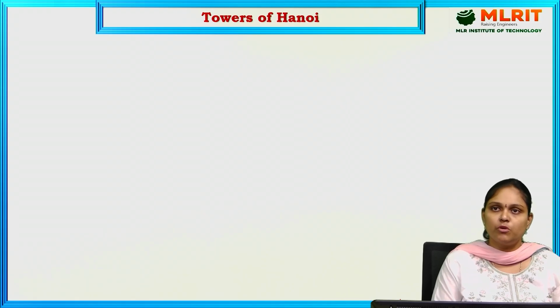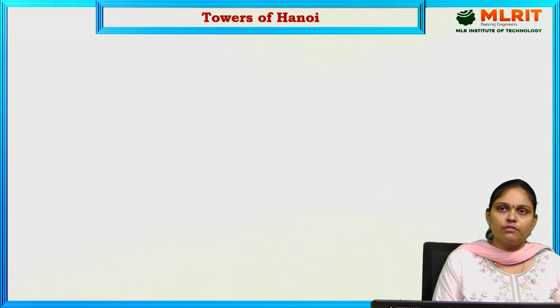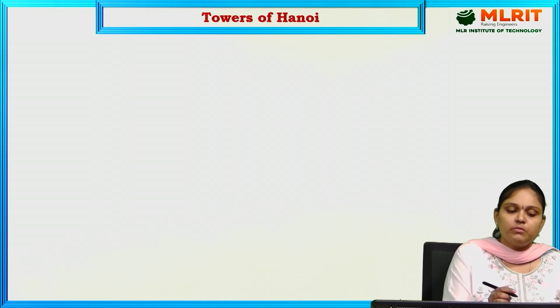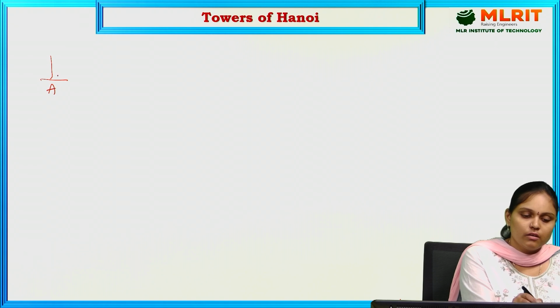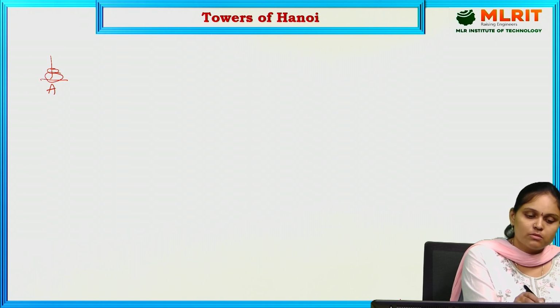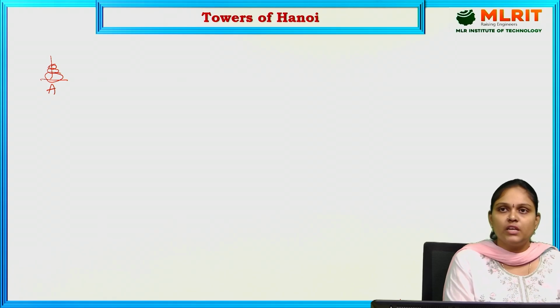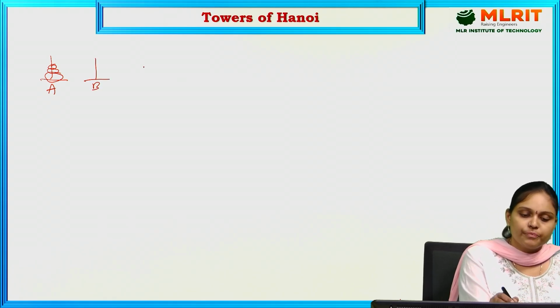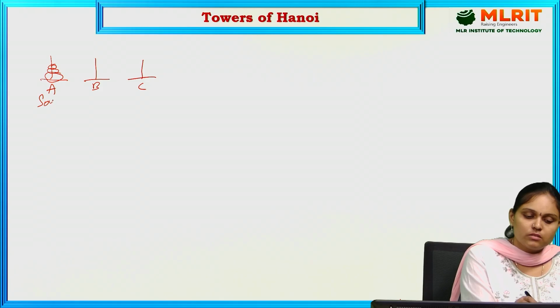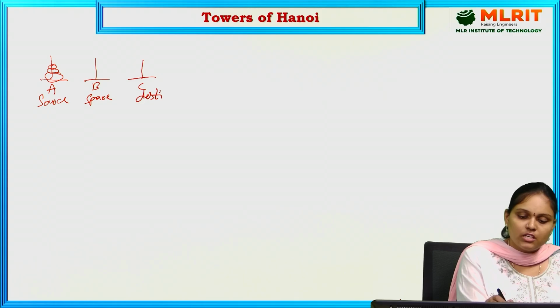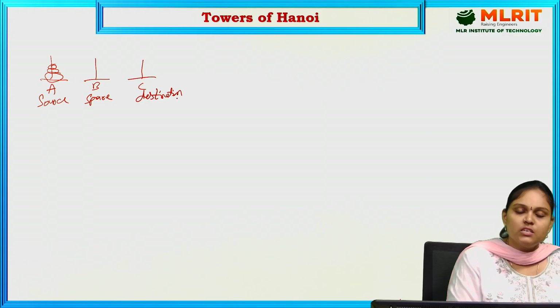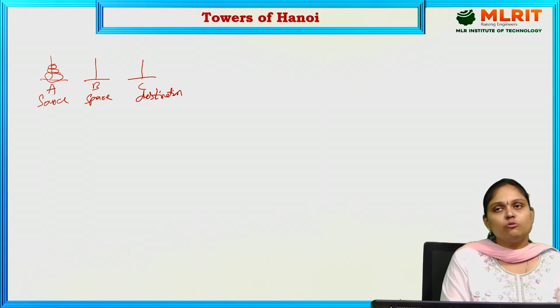We have seen 1 disk, where we move directly from source to destination, and just now we have seen 2 disks, where with the use of B, the spare pole, we move the 2 disks from source to destination. Now if we have 3 disks, in A one is the larger one, the next is the medium disk, and on top is the smaller one. This is B and this is C. As we discussed, this is the source, this is the spare, and this is the destination pole. We need to move these 3 disks from source to destination.